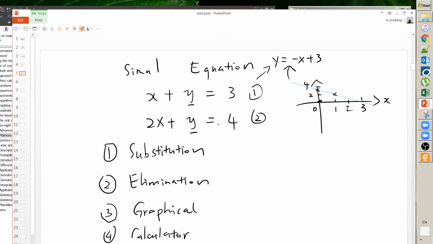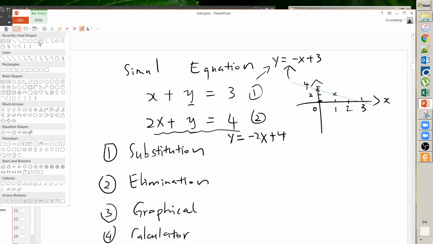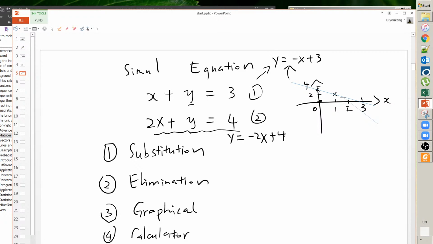Then you need to draw equation 2 as well. Before you draw this out, you can change it to this format: y is equal to minus 2x plus 4. Now when x equals 0, y equals 4, so that means somewhere here. When x equals 2, you are supposed to get y equals 0, so you have a second point, and then you can link them up. Here it should touch your 0. Okay, good. So this line is your equation 2.